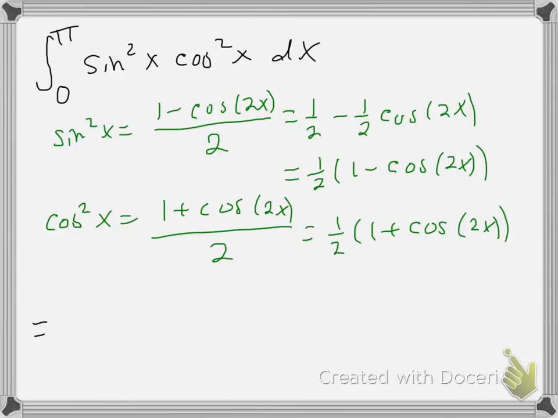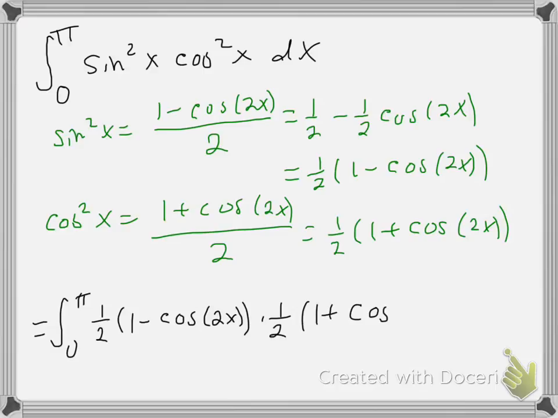So we can say that we're going to get the integral between 0 and pi of 1/2 times 1 minus the cosine of 2x times 1/2 times 1 plus cosine of 2x dx.